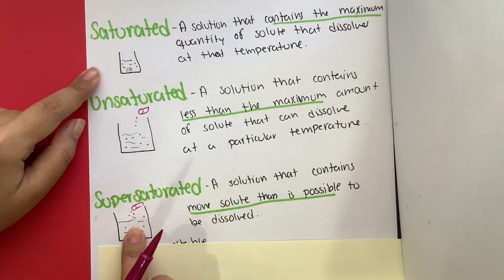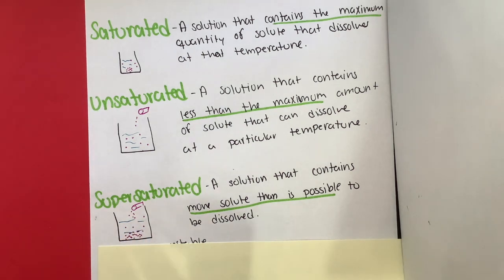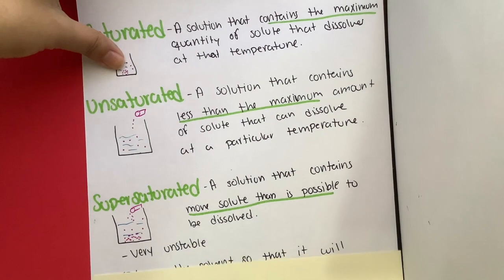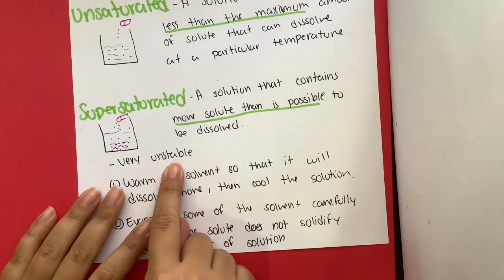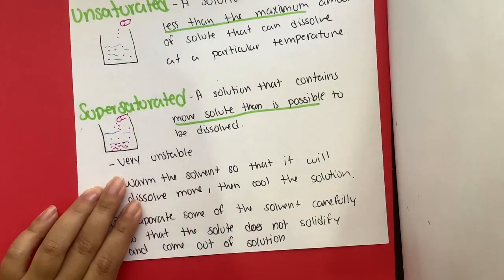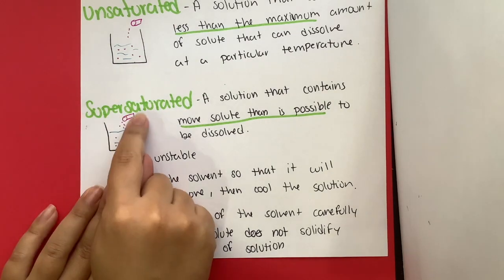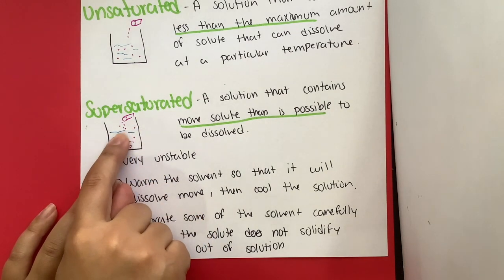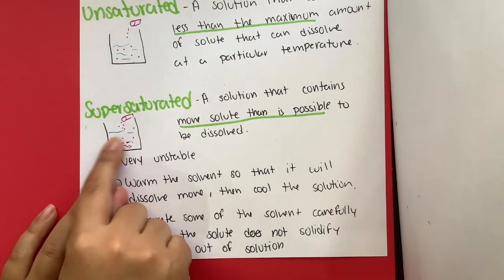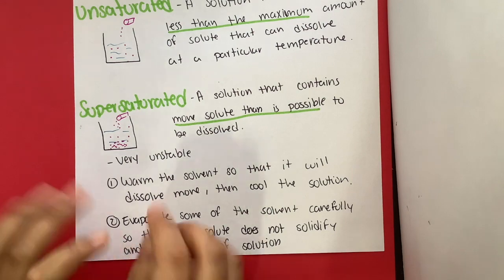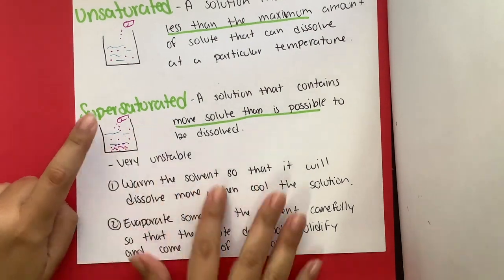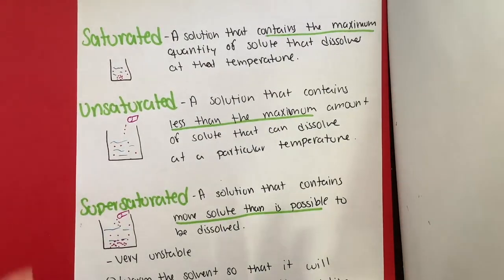In where everything that couldn't be dissolved by the solvent came out and formed a solid. So it's a little bit complicated, but I'll explain it more. Supersaturated solutions are very unstable. They're very unstable because either scratching the glass or introduction of a crystal can crystallize everything that was not supposed to be there.